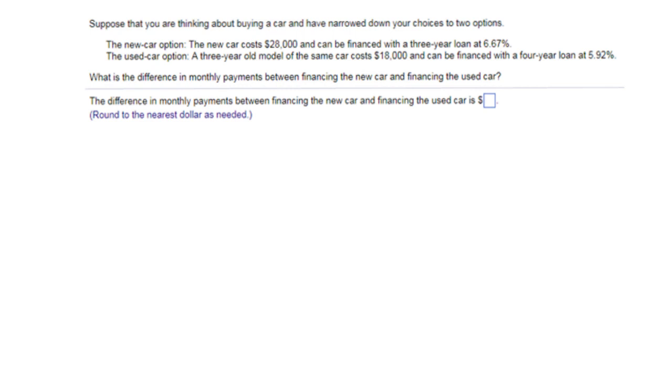So again, we need to go through and find out all the information. So if I do new car over here, we know that P is 28,000 and it's financed for 3 years. T is 3. And the interest rate is going to be 0.0667 for the interest rate. And then we use that monthly payment formula.